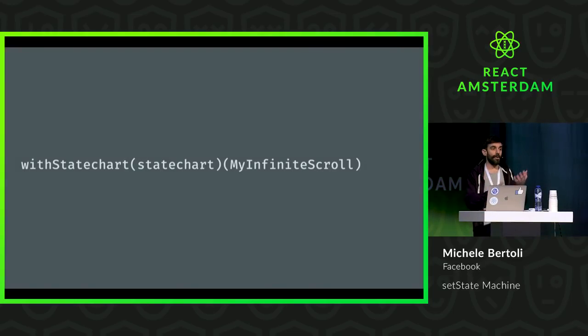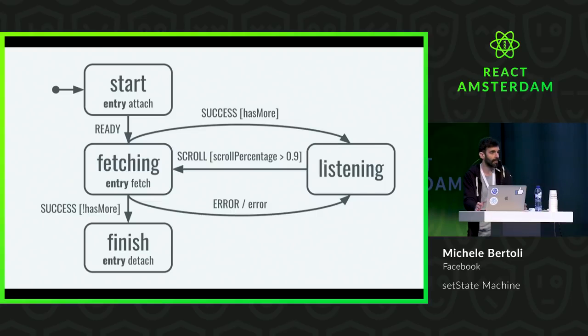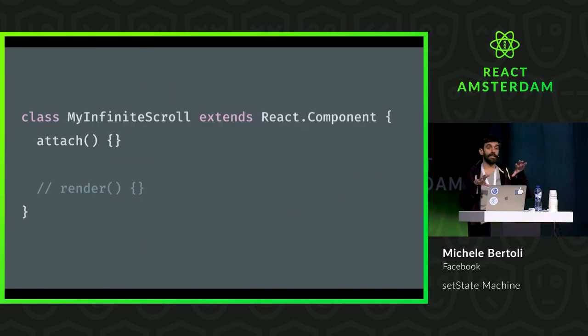How do you use it? First of all, you describe this state chart with setState, and you pass it together with a component to the withStatechart higher order component that React Automata provides. But let's see how it works. So we enter in the start state, and the entry action is going to be attach. So the question is, how do we do something? We want to react to this action that the state chart is going to give us. So you just define an action, a method, in the component that has the same name of the action.